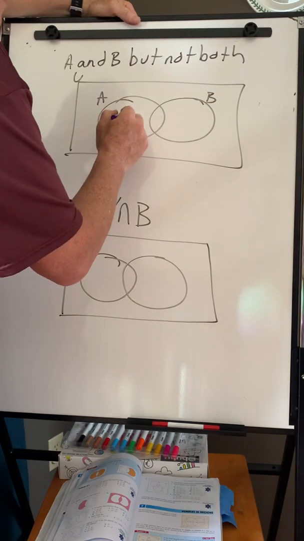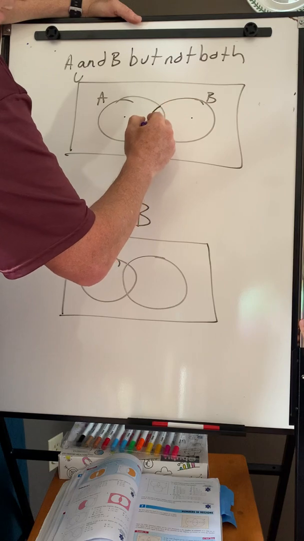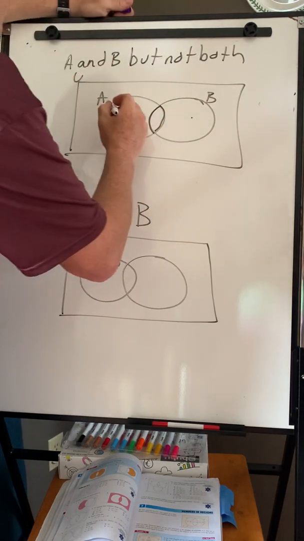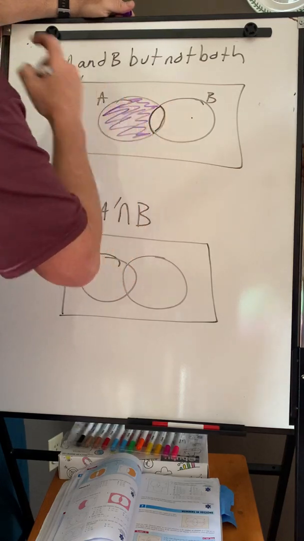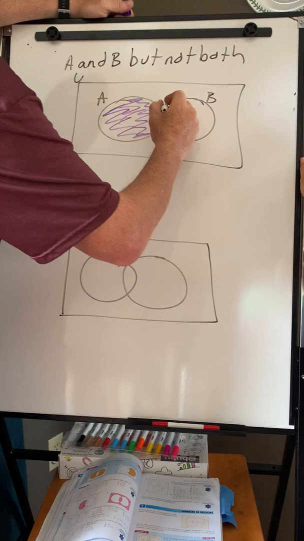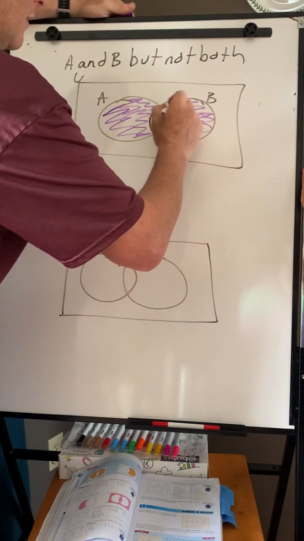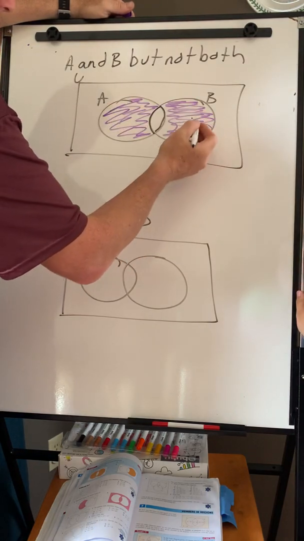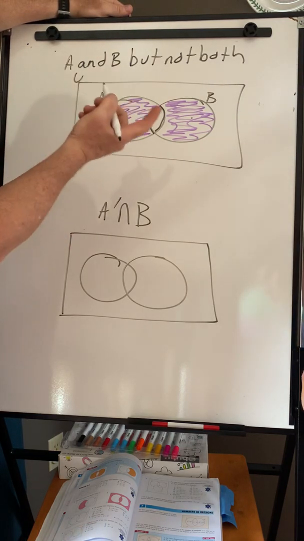A and B, but not both. So it's in A, it's in B, but it's not in the overlap. So what we do is we shade all of this out here, because that's all of A. And this is B. We're shading everything in A and B, but not the overlap. Okay? That's all you've got to do for these.